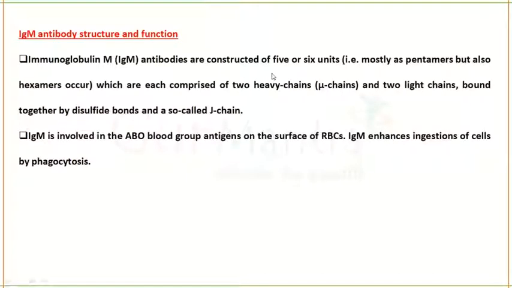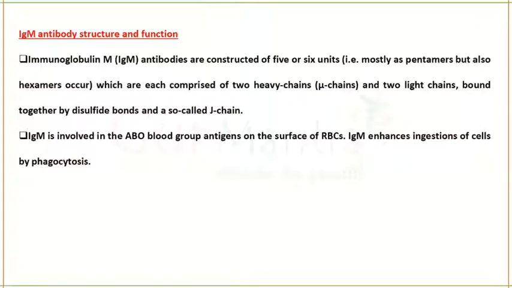Next is your IgM antibody. IgM is also called immunoglobulin M, and it has a pentameric structure, which means it will have five subunits of IgM. Each subunit consists of two heavy chains mu, which means M, and two light chains as usual, and all of these subunits are bound to each other using the J chain.